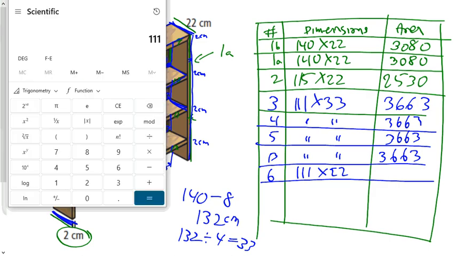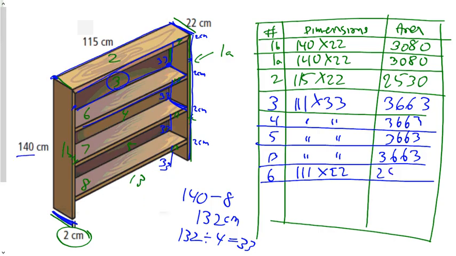So we'll go 111 times 22 equals 2442. Okay, that's going to be number 6, which is also going to be number 7 and also number 8 because we have 3 shelves.